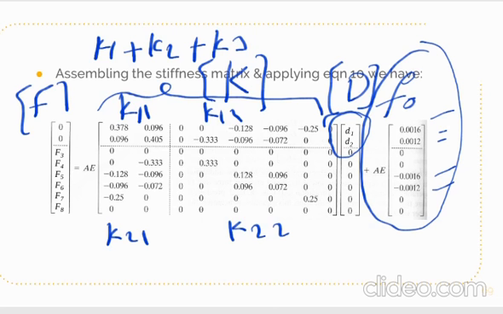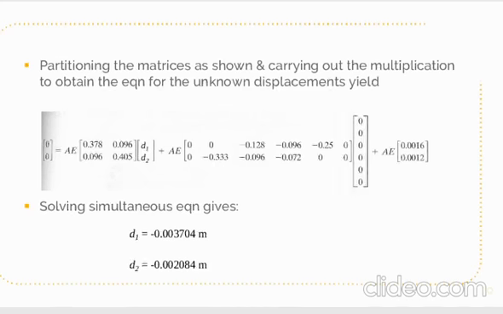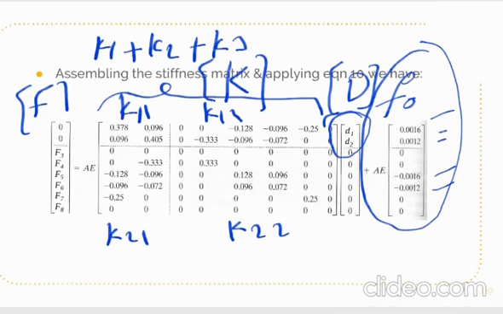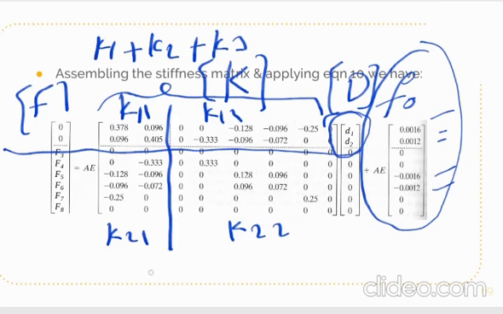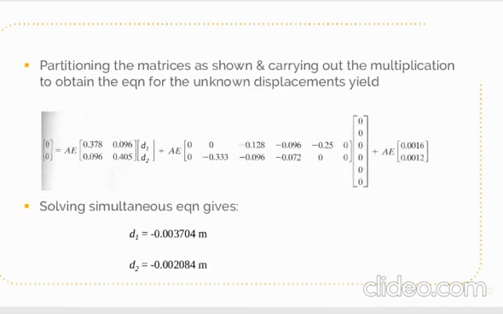Calculate this matrix. To make it easy, the matrix is actually divided into 2 parts, like this, and we find D1 and D2. After you calculate, this is the value of D1 and this is the value of D2.